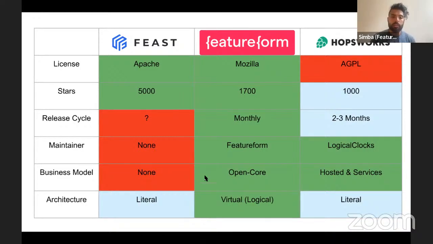Finally, the architecture. Feast and Hopsworks both have a type of architecture that I would call a literal feature store, which I'll get into. Whereas Featureform has a very different architecture. We call it the virtual feature store. Gartner would call it the logical feature store.